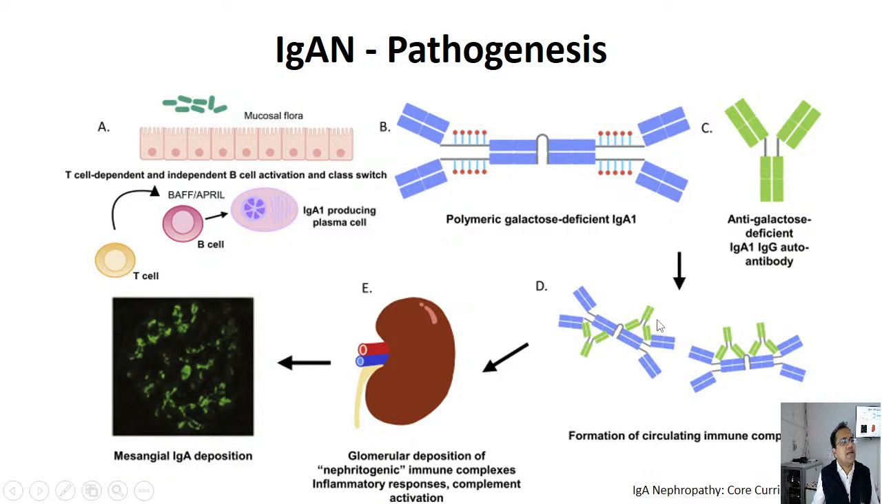These immune complexes are not normally cleared from the circulation. They get deposited because they are nephritogenic, and they initiate injury in the glomeruli. This forms the fourth hit. So this is the multi-hit pathogenesis, which is right now accepted for IgA nephropathy.